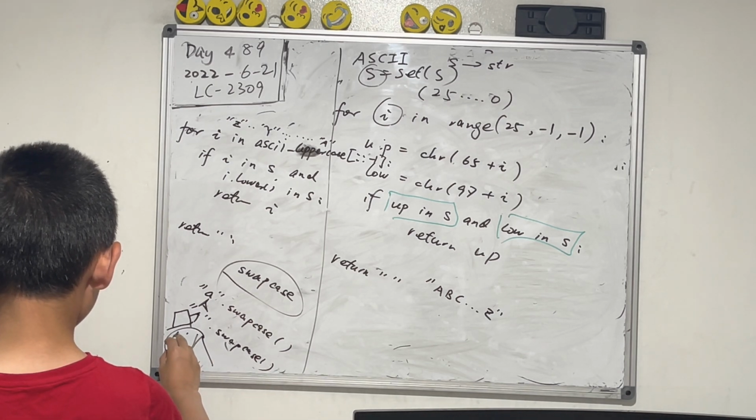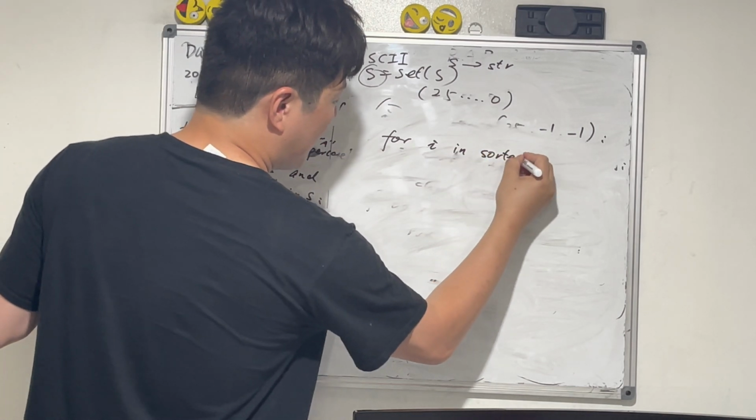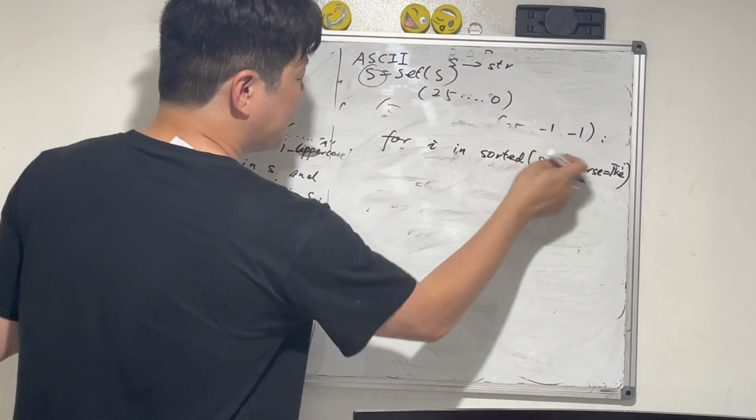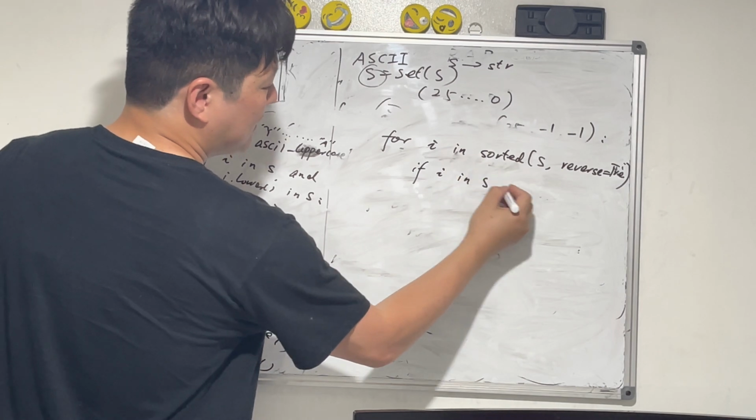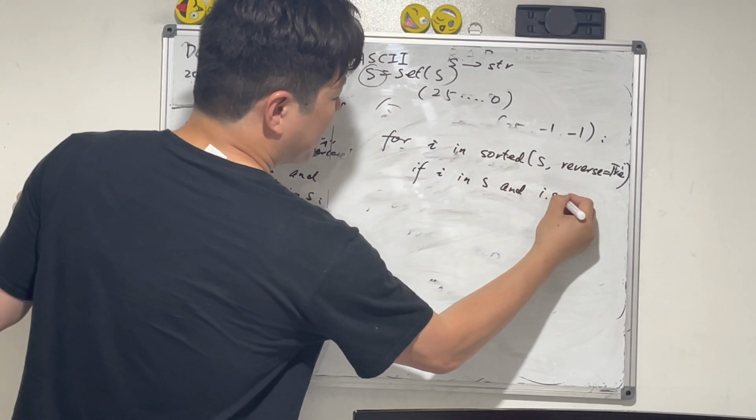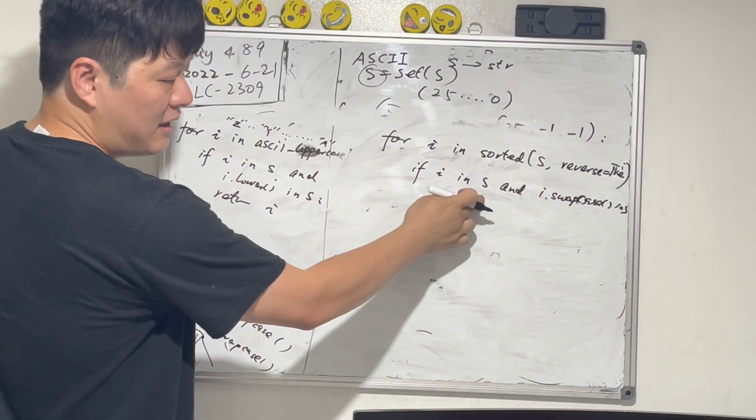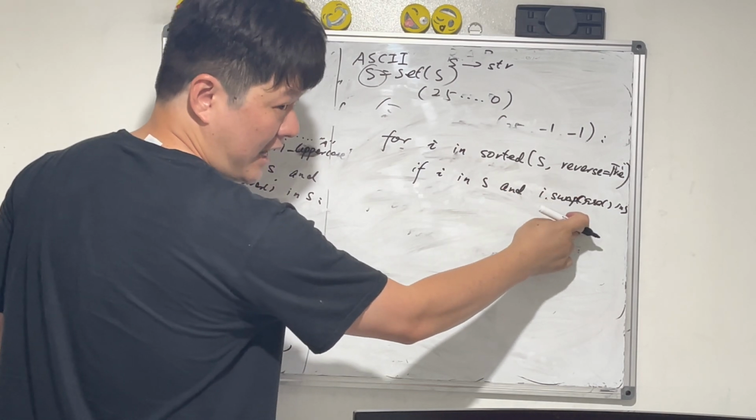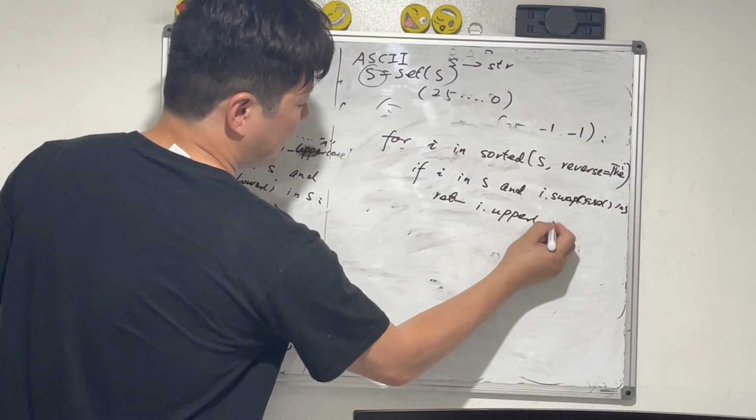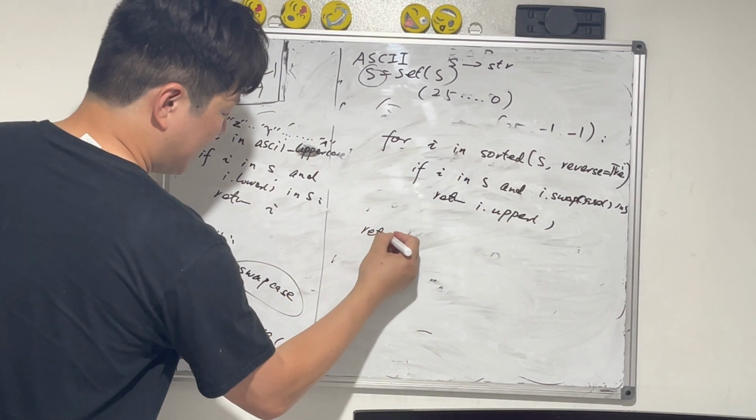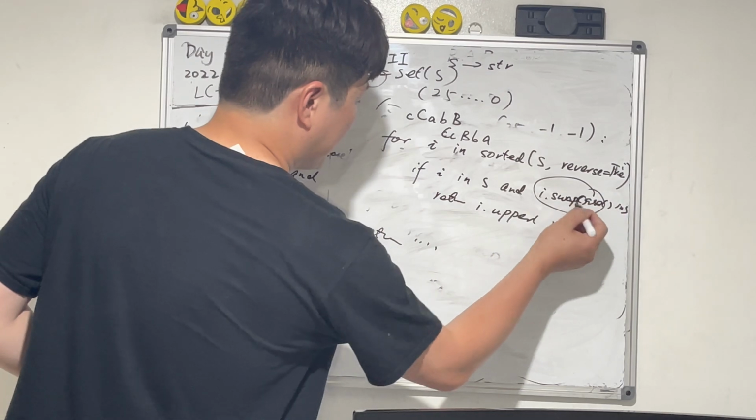If it's a lowercase a, you become uppercase. For i in sorted, we saw the s in reverse order, so the original set of strings in reverse order. If i is in s and i.swapcase() is in s, meaning it is in s and its alternative case is in s, then we return i.upper(). We are not sure which case it is, but we return upper. Otherwise, we return nothing. Basically, we return the first character that appears in both cases. That's the use case of swapcase.